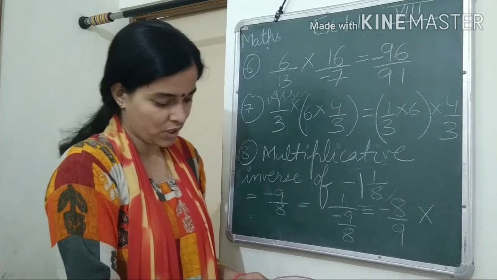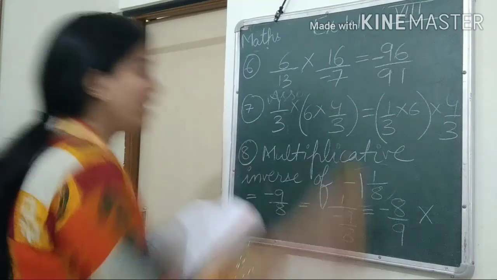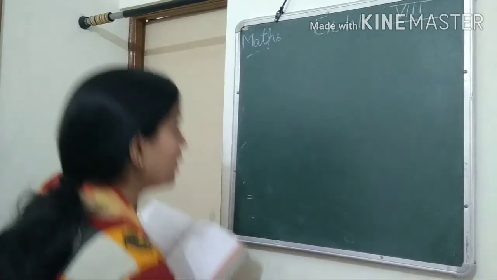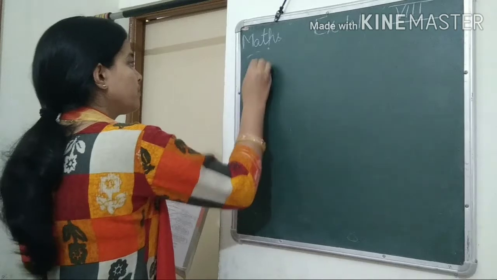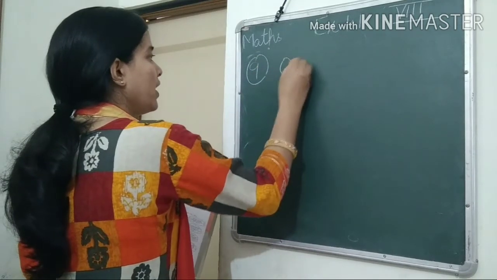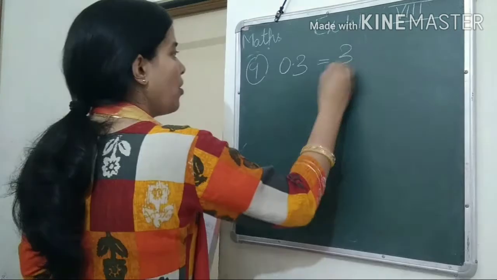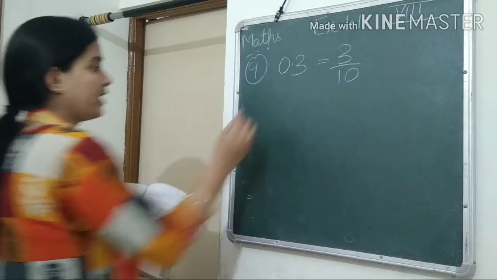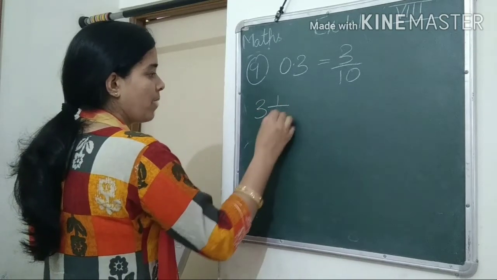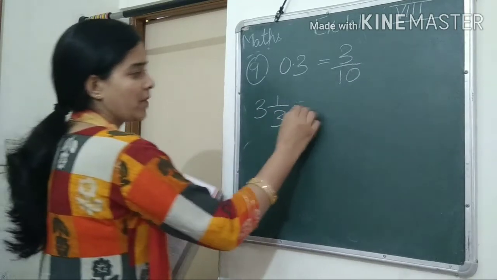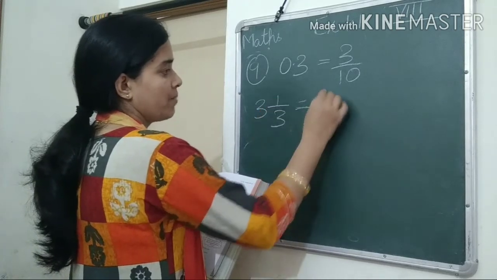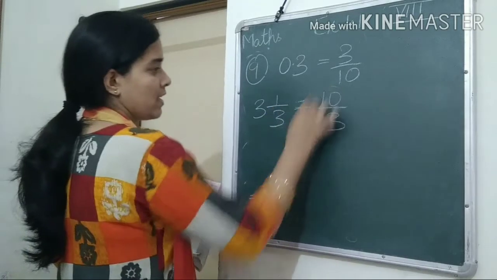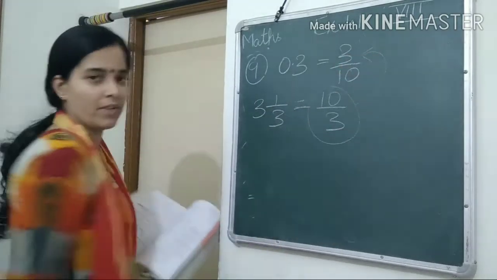Same way in the next question it is asked whether 0.3 is the multiplicative inverse of 3 1/3. So if you notice, how will you write 0.3? 0.3 can be written as 3/10. So what is asked? Whether it is the multiplicative inverse of 3 1/3. If you solve this 3 1/3, it will give you 3 threes are 9 plus 1, which is 10/3. So yes, we can say this is the multiplicative inverse of the given number.